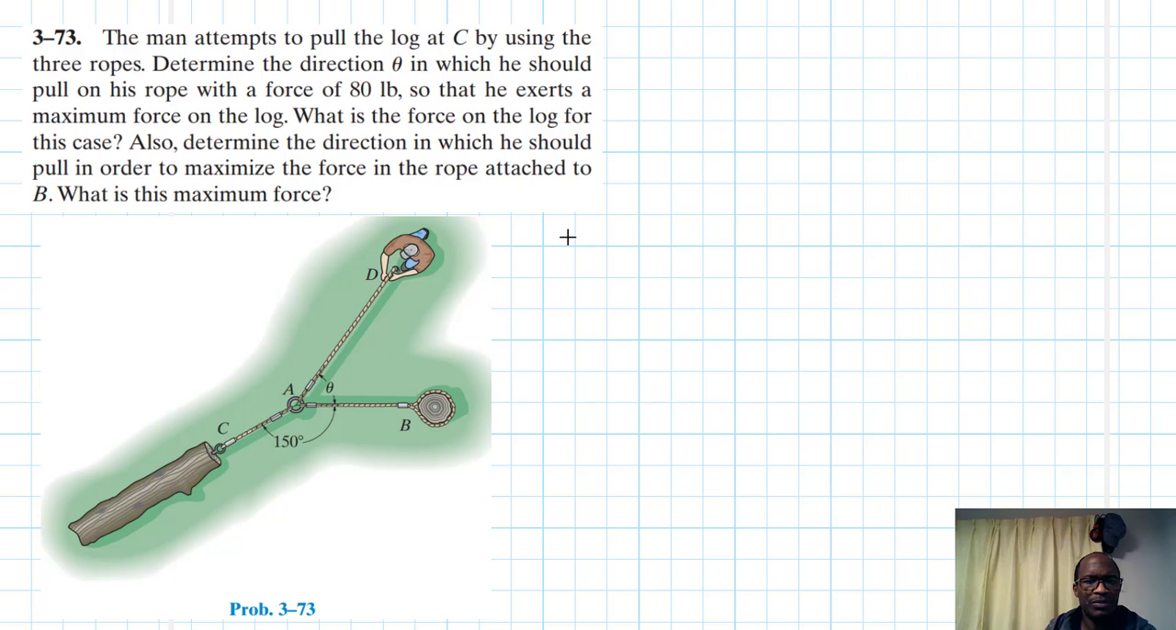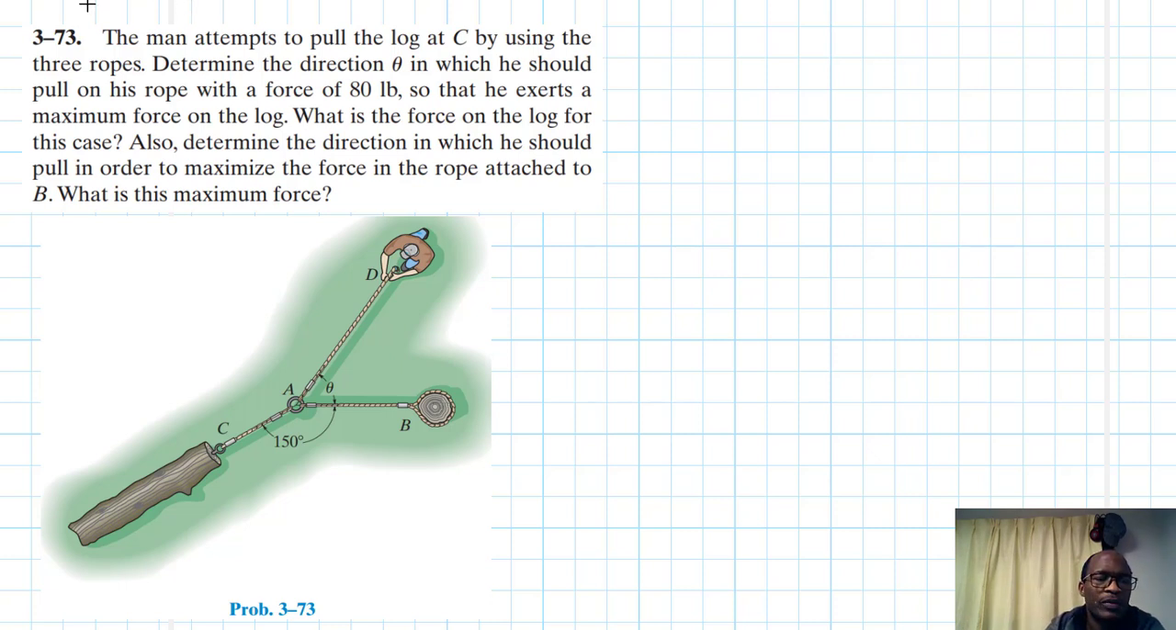This problem is coming from the Engineering Mechanics Statics textbook, 13th edition by R.C. Hibbeler. Right, so we have this man here pulling a log, and one rope is tied to a static point at B.